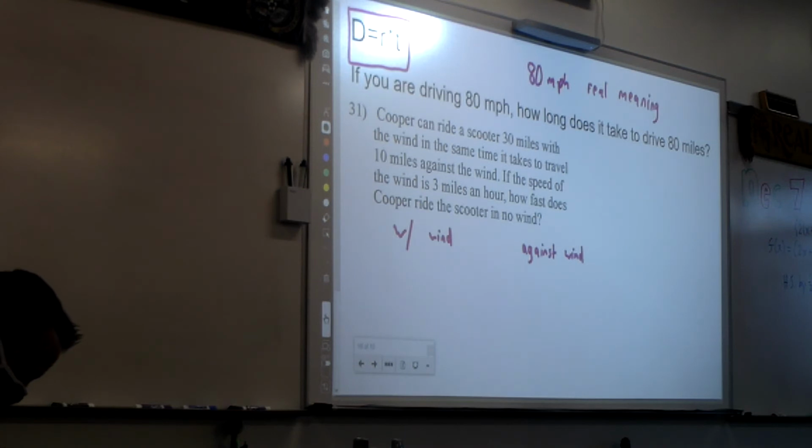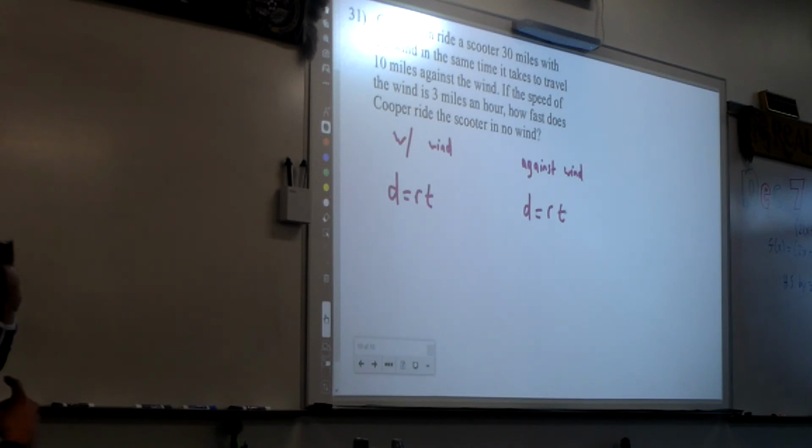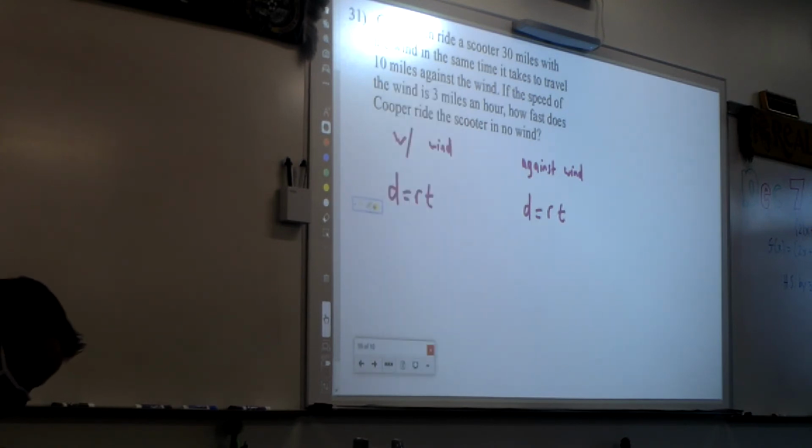So what we're gonna do, guys, is look at the two situations here. One where we're going with the wind, and one where we're going against the wind. Alright, and we're gonna use our formula, distance equals rate times time. We're gonna break down this problem and find out what the rate is. Now when Cooper is riding the scooter with the wind, how far does she go? 30 miles, right? But against the wind it was only 10 miles.